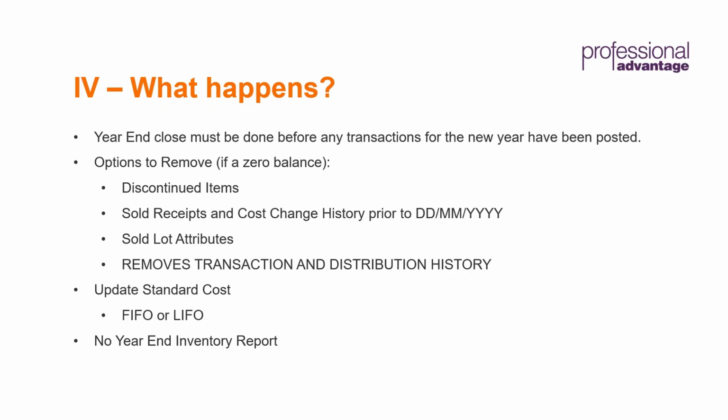It zeroes the quantity sold field in the item quantities maintenance windows for each site. It removes purchase order receipts and cost change history for items that have been completely sold. It removes any discontinued items from the item records that have been completely sold, and it removes any lot attributes from the records of lot numbers that have been completely sold.